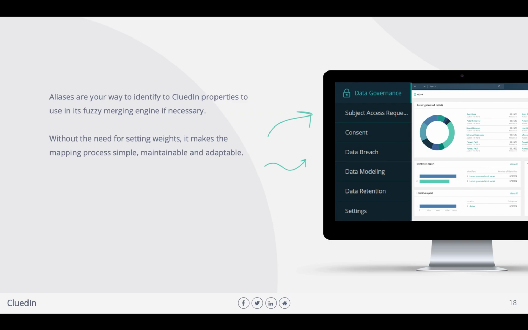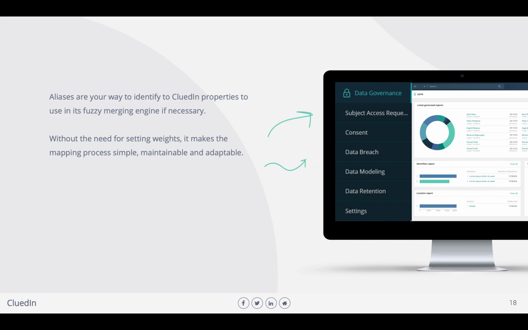The next important component is aliases. This is your way to instruct that there is a property that could fuzzily lead to a linkage between the same system or over different systems. The good thing is we can keep it simple. Like other vendors, we don't need to set weights or probabilities. It makes a simple mapping process that is maintainable and adaptable.